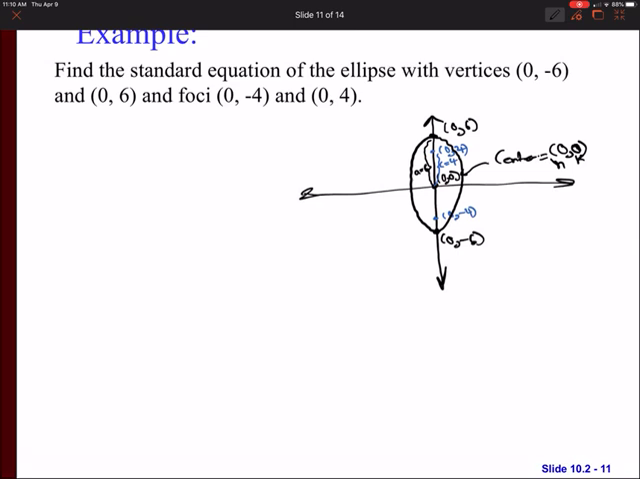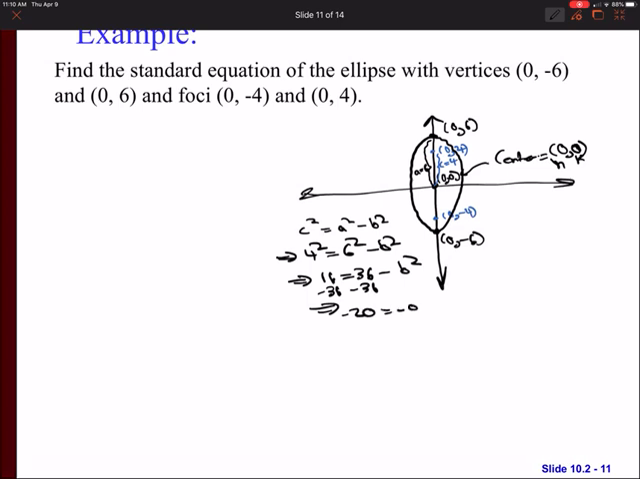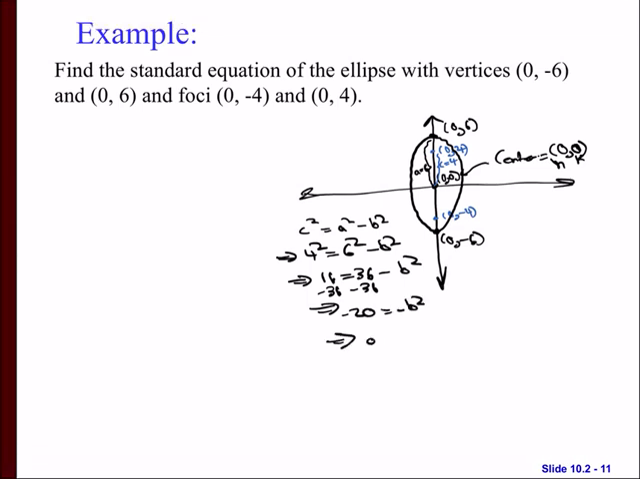And while we're at it, let's go ahead and find b. So we know that c squared equals a squared minus b squared. So that implies 4 squared equals 6 squared minus b squared. So 16 equals 36 minus b squared. As we subtract 36, we get negative 20 equals negative b squared, which means b squared equals 20. And b equals the square root of 20, or 2 square roots of 5 if you rationalize it, but I'll leave it like that. We're going to plug it into our equation, squared, in a second.